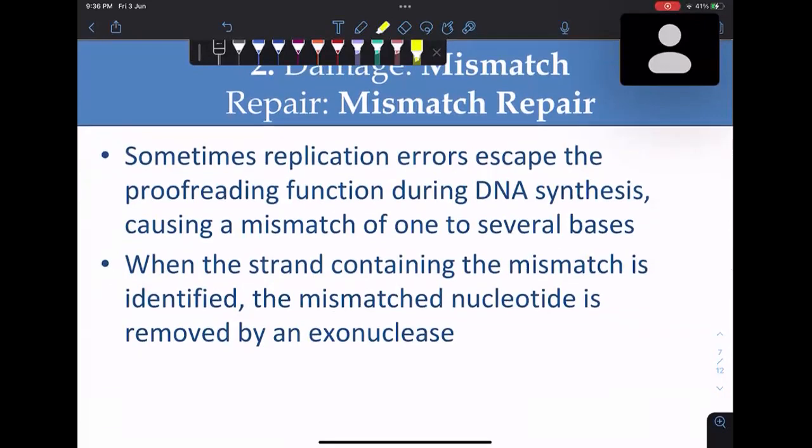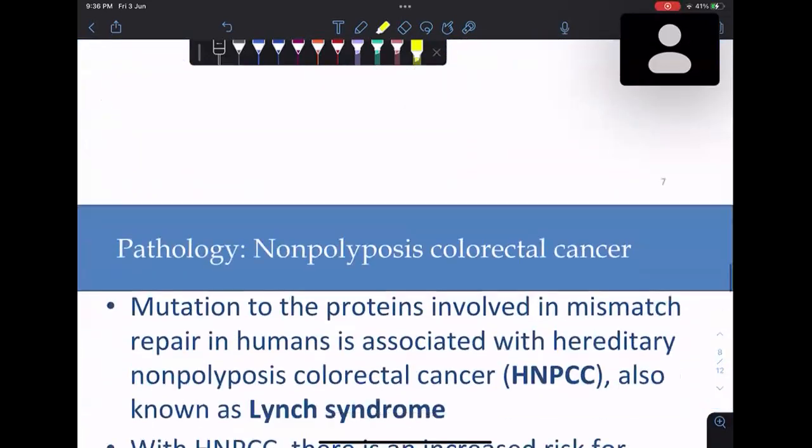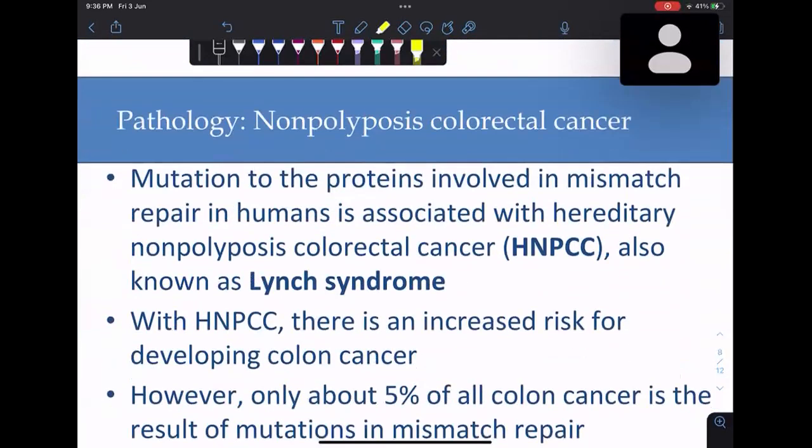Any strand that contains a mismatch is in normal circumstances identified and removed by exonuclease. However, sometimes it's not removed, okay? And these mismatches, because of maybe some genetic problems, are not removed and they accumulate.